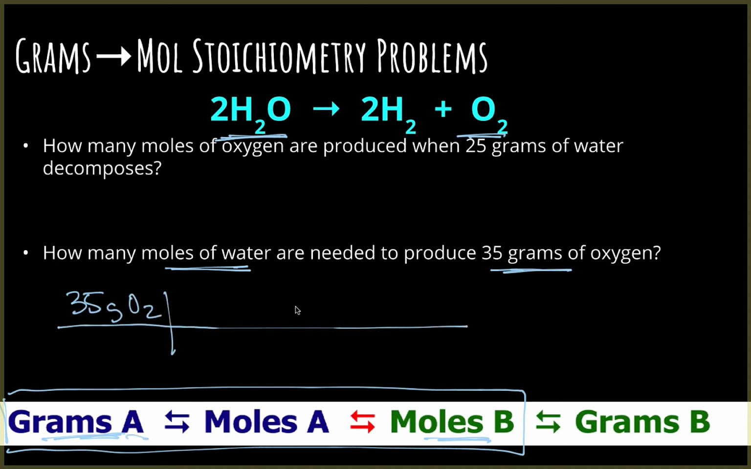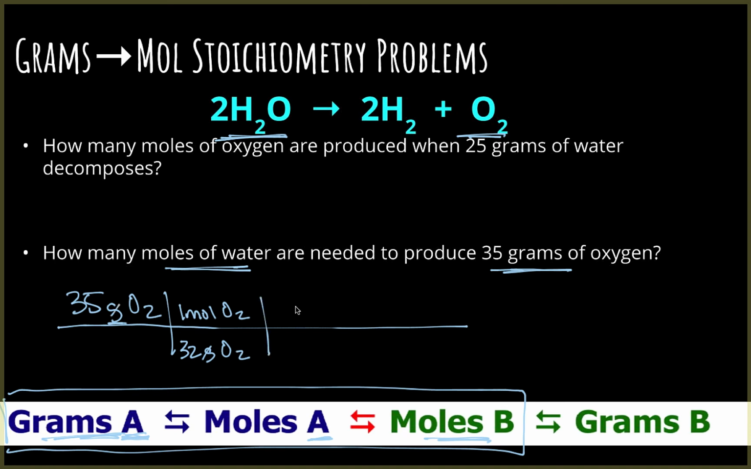First step is to get from grams of given to moles of given. So I'm going to use my molar mass. So 1 mole will go on the top. Grams would go on the bottom because I want grams to cancel out. O2, look at the periodic table. Oxygen is 16. There's 2 of them. So 32 grams of O2. That gets rid of grams.